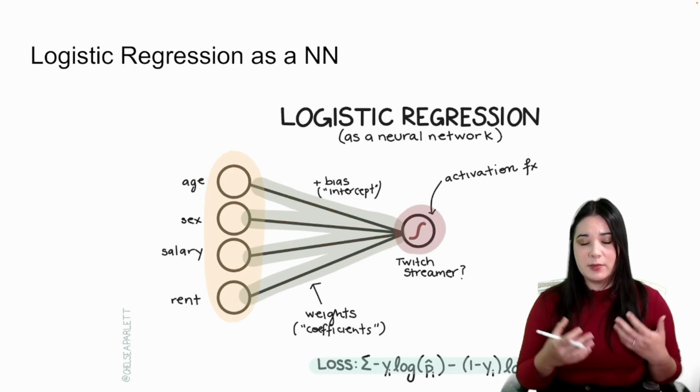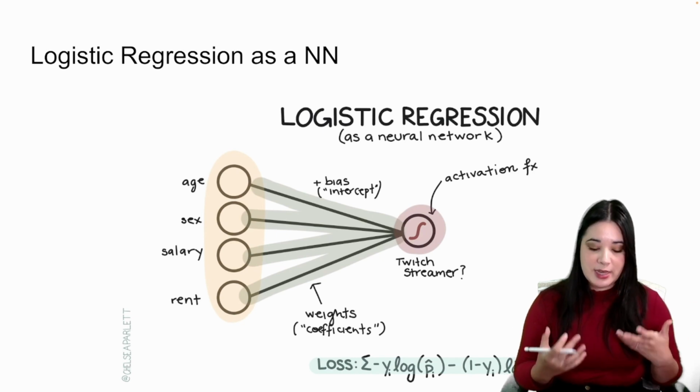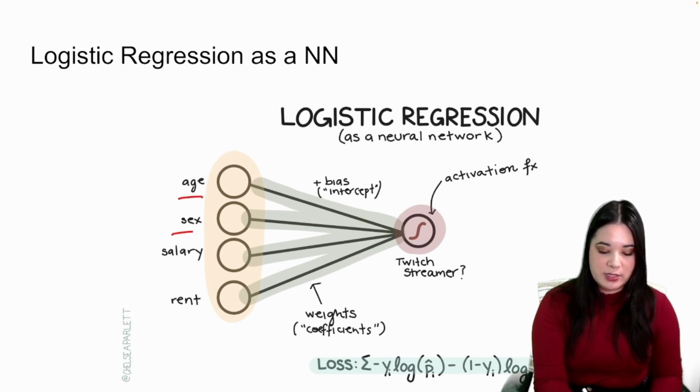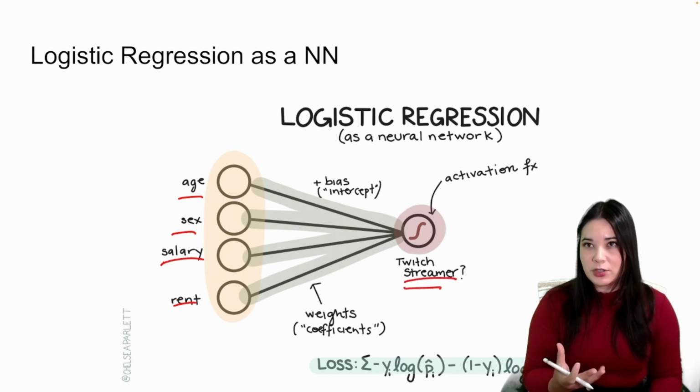In fact, they can also be used to represent logistic regression. Here we see a similar model where we're using age, sex, salary, and rent in order to predict whether or not someone is a Twitch streamer. And the structure looks almost the exact same as a linear regression, and that's because it is.